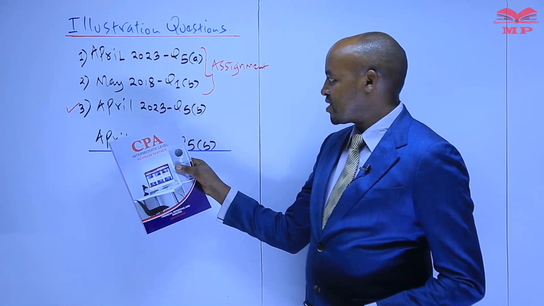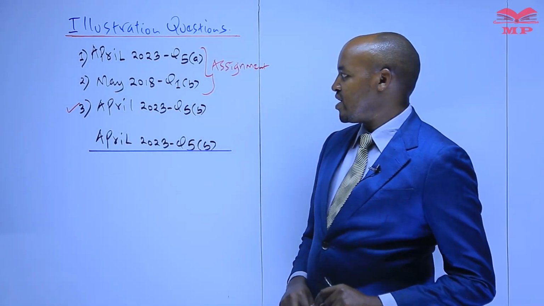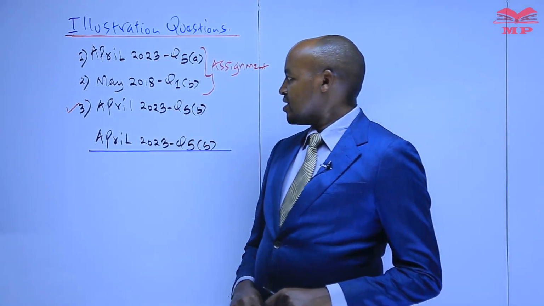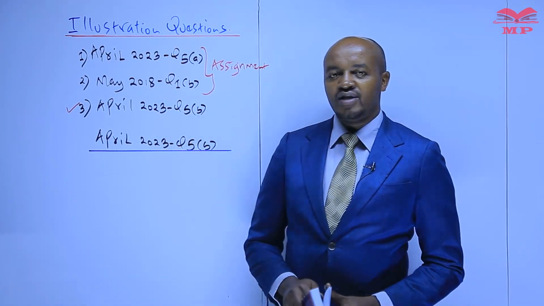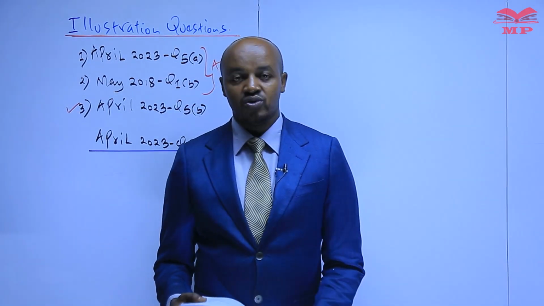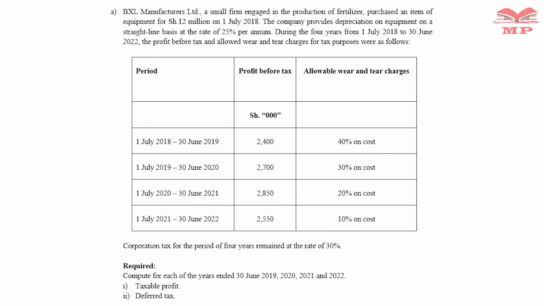Then from there, I want us now to do this particular question here for April 2023, which is question number 5B, and which is a computation question. So let's go through that question. It reads: BXL Manufacturers Limited, a small firm engaged in the production of fertilizer, purchased an item of equipment for shillings 12 million on 1st July 2018.